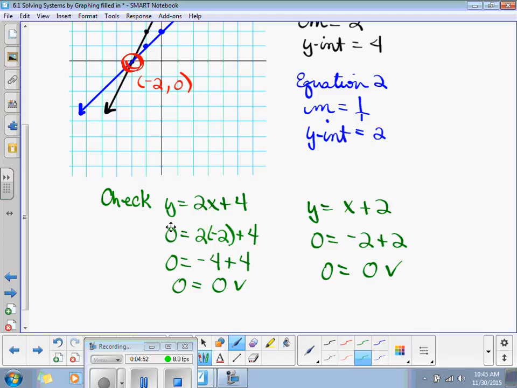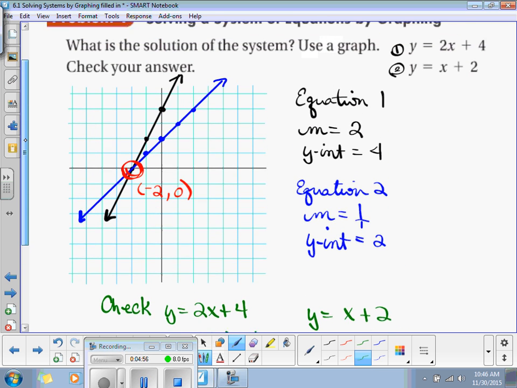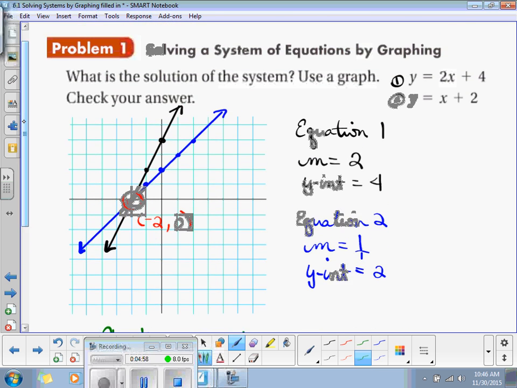Is everybody clear? Now this system of equations, how many places does it intersect? Just 1. Okay? So this system of equations has one solution. Got it?